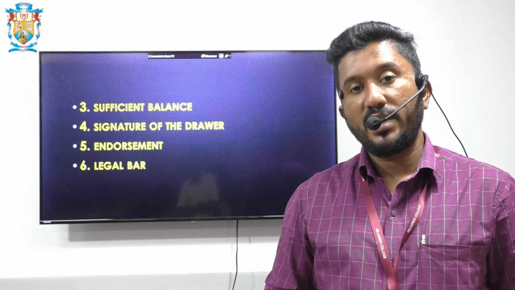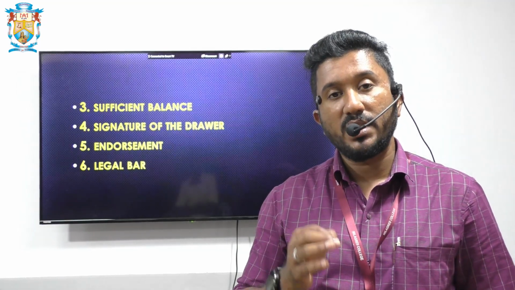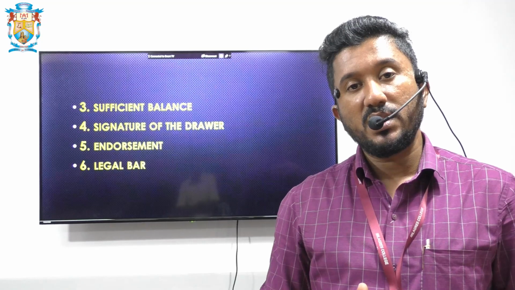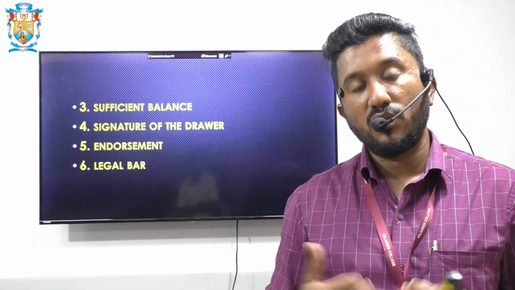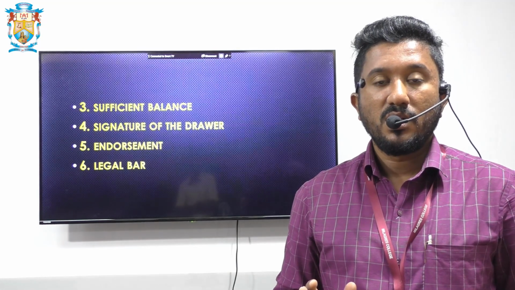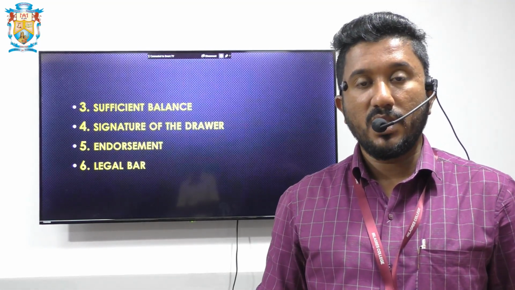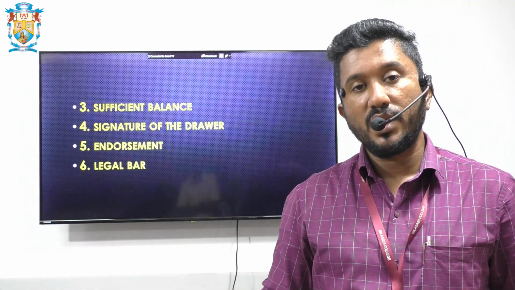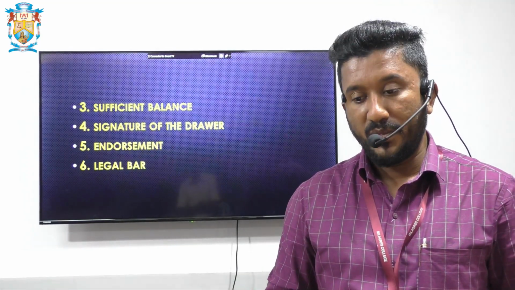Signature of the drawer: whether the signature is proper, whether the signature matches the customer. If the signature is not matched with the customer, then they have to dishonor the check or ask the customer for another check, write another check, or make changes in the signature. They have to make it notarized and submit it to the bank with the form.